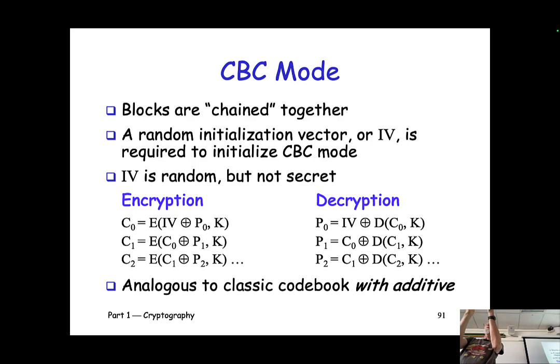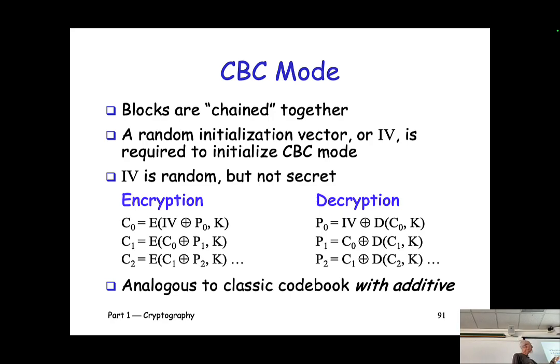You encrypt the message by looking it up in the code book, but then you add the additive to it. If you're at a different place in the additive sequence, the same plain text does not look the same in ciphertext, because the additive was different. That's the idea here. It's not exactly the same, but very similar. We're trying to make the same plain text blocks look different in ciphertext, and cipher block chaining is a way to accomplish that.